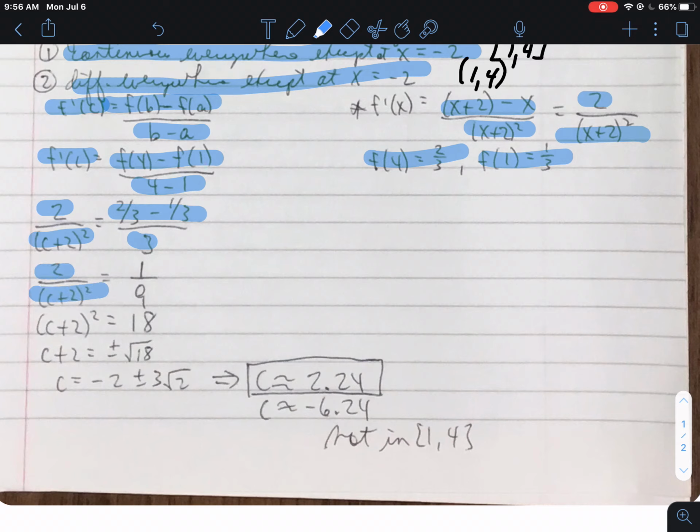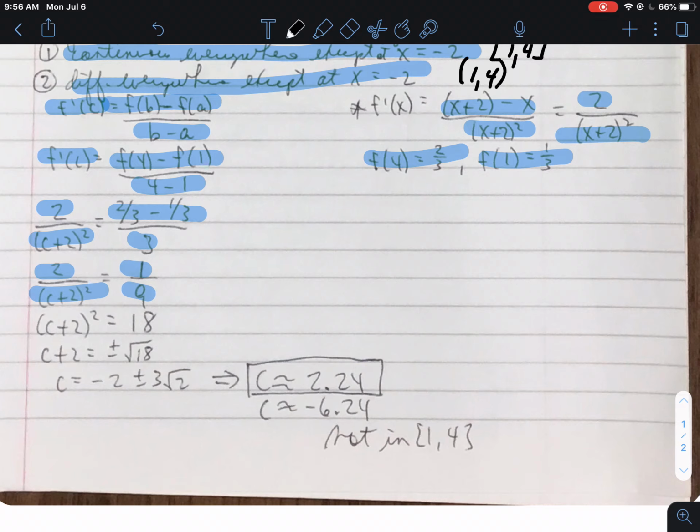All right, so there's the left side. I just left that alone, 2 over c plus 2 squared. The right side, 2/3 minus 1/3 is 1/3. And then 1/3 divided by 3, or 1/3 times 1/3, is 1/9. And then what I typically do, like I said, when I'm solving equations that have fractions, I just clear the denominators. So in this case, you could actually use cross multiplication. If you remember proportions, fraction equal to a fraction, you can use cross multiplication to simplify, or to rewrite the equation, I should say.